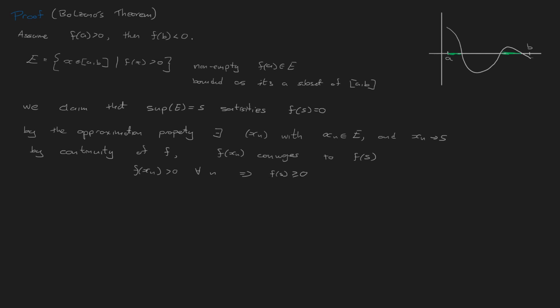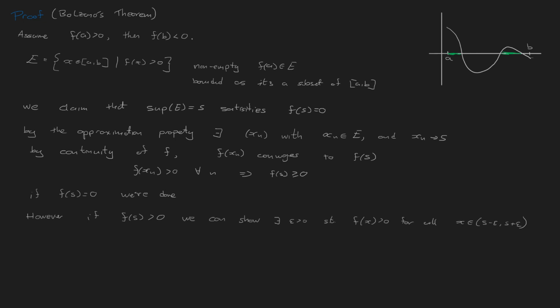So there are essentially two cases that we're interested in. First of all, if f of s is equal to 0, then we're done. We wanted to show that such an s existed. However, in the other case, if f of s is greater than 0, then we can use the continuity of f to show that the function is positive in some interval around s.